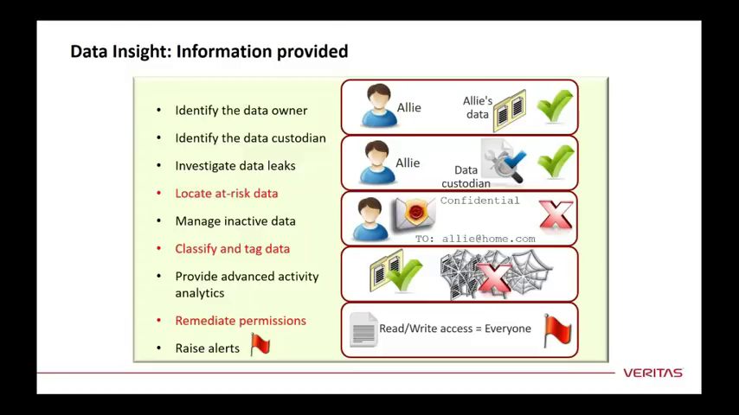Big one for GDPR, and that's why I put it in red, is locate at-risk data. We want to be able to manage inactive data, so to classify and tag data, of course. And then we've got some advanced activity analytics, things like the social map, where we get to see people collaborating within shares and understand who our outliers are, the Edward Snowdens of the organization, who are perhaps dabbling into or having a look into file shares they don't normally collaborate in. And then we can also remediate permissions, and we can raise real-time alerts on shares that have sensitive data in.